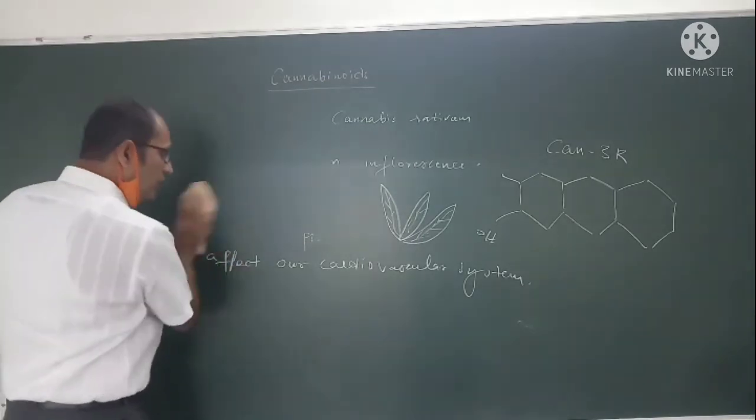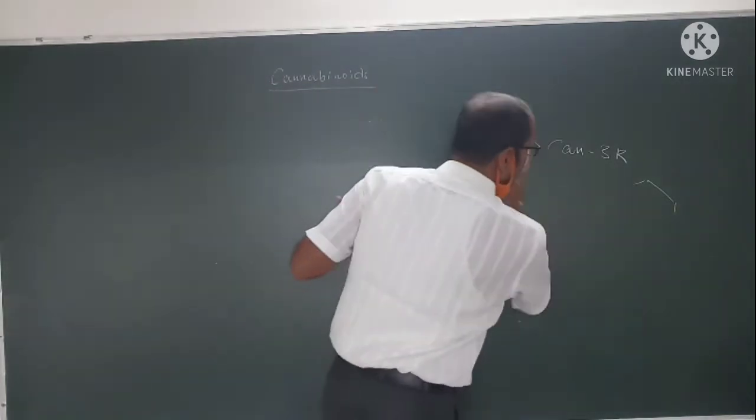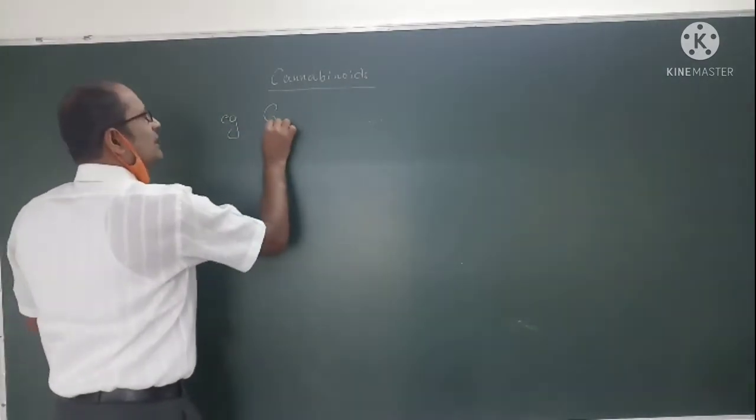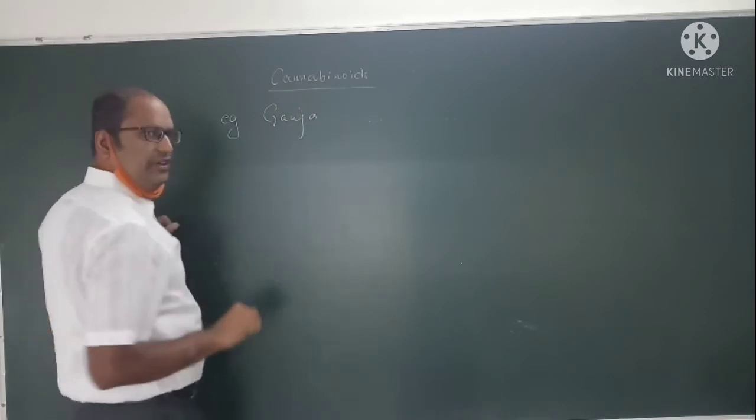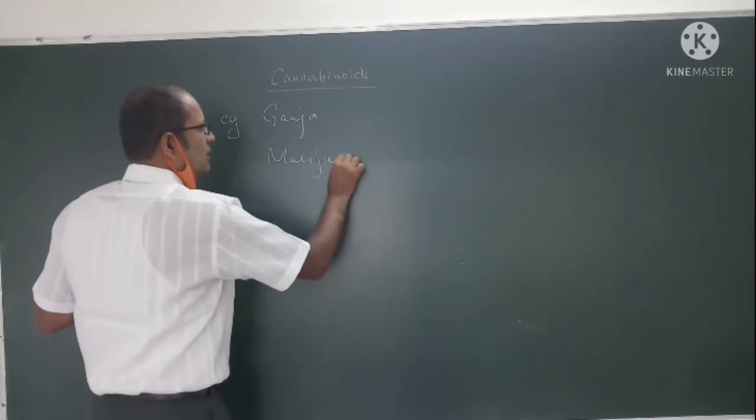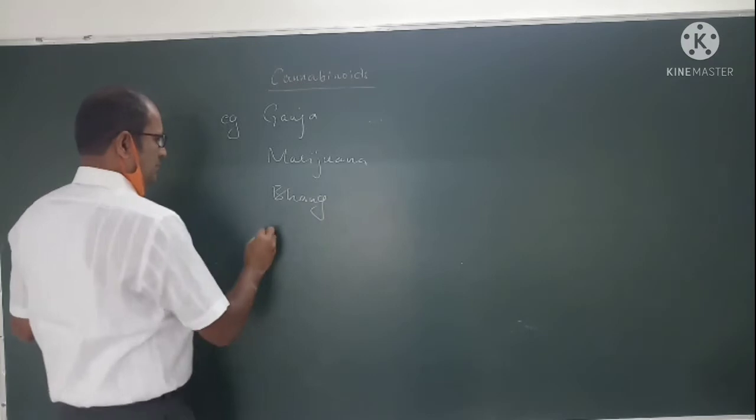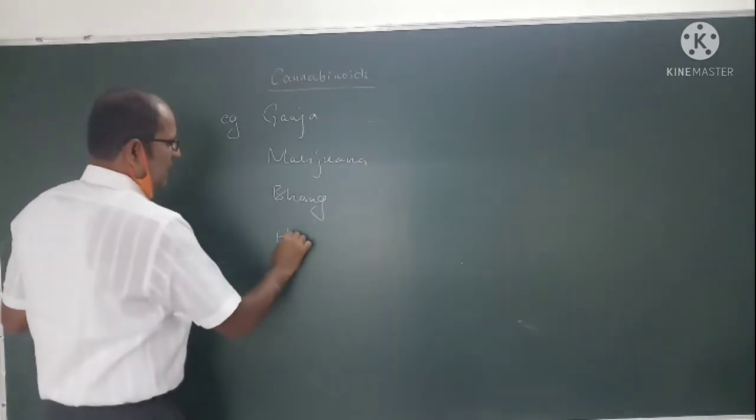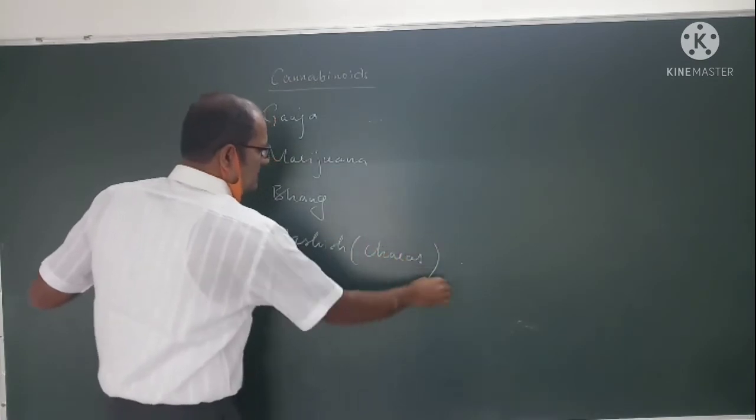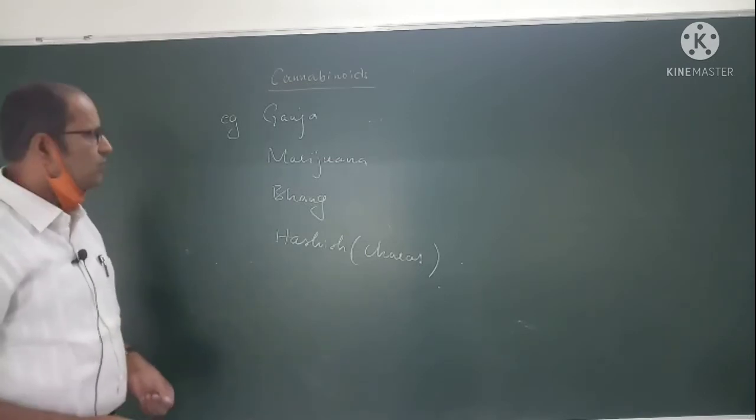Okay, now already we have written the examples, correct? Now once again I am just writing the example of it. We have written like this, no? Ganja, right? You see in your table? Ganja, marijuana, then bhang, right? Then I have written what? Hashish, otherwise called as charas. This kind of examples you have to make a note of.